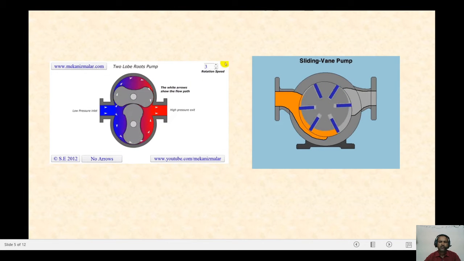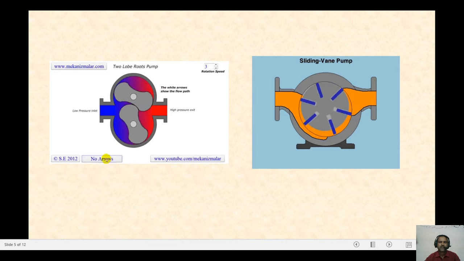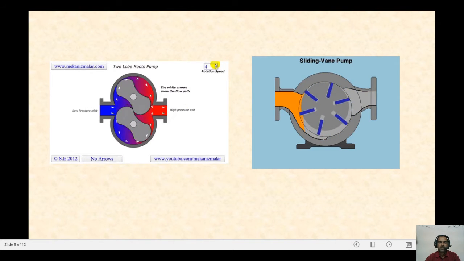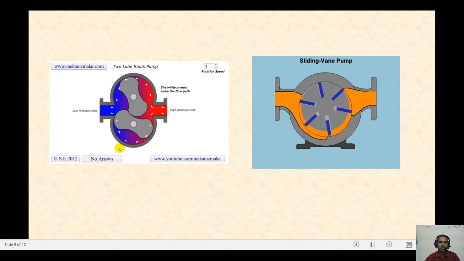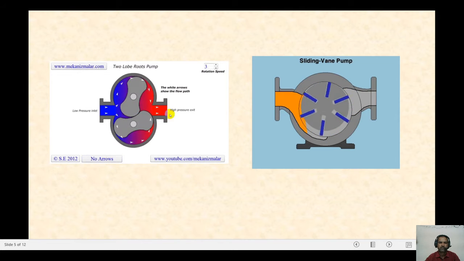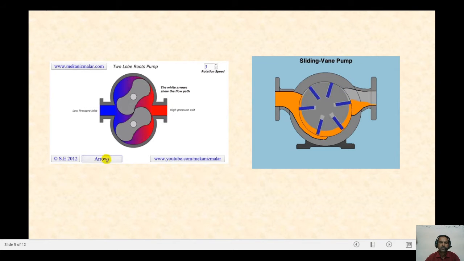As we just highlighted, in the previous session we discussed two types of rotary compressor. One is lobe type and the second one is vane type. Let me highlight this. What do you mean by lobe and what do you mean by vane?